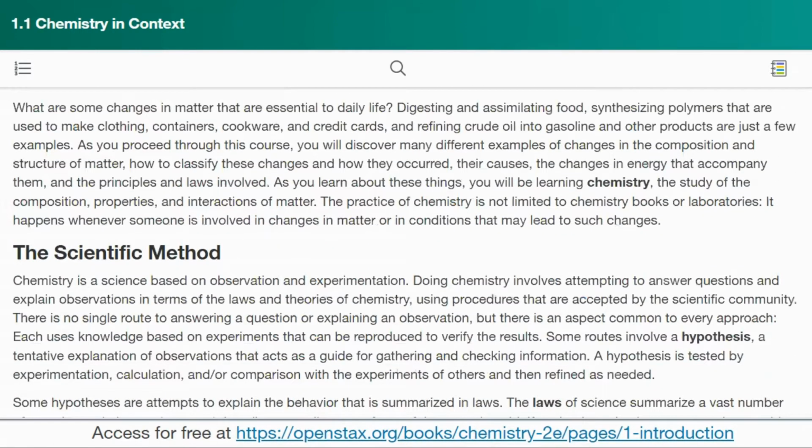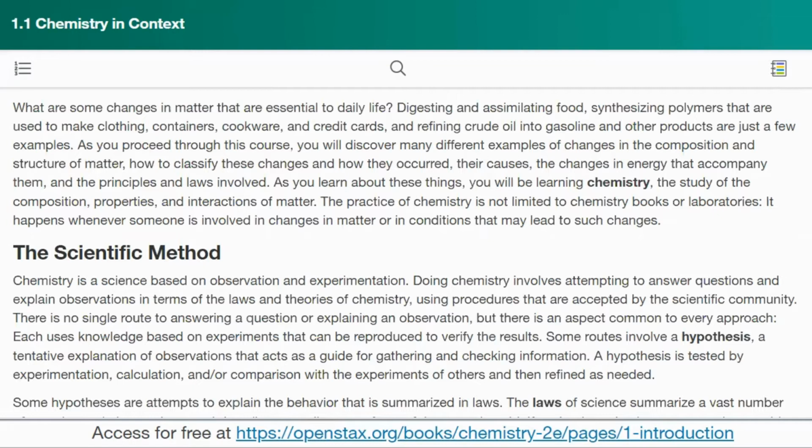What are some changes in matter that are essential to daily life? Digesting and assimilating food, synthesizing polymers that are used to make clothing, containers, cookware, and credit cards, and refining crude oil into gasoline and other products are just a few examples. As you proceed through this course, you will discover many different examples of changes in the composition and structure of matter, how to classify these changes and how they occurred, their causes, the changes in energy that accompany them, and the principles and laws involved.